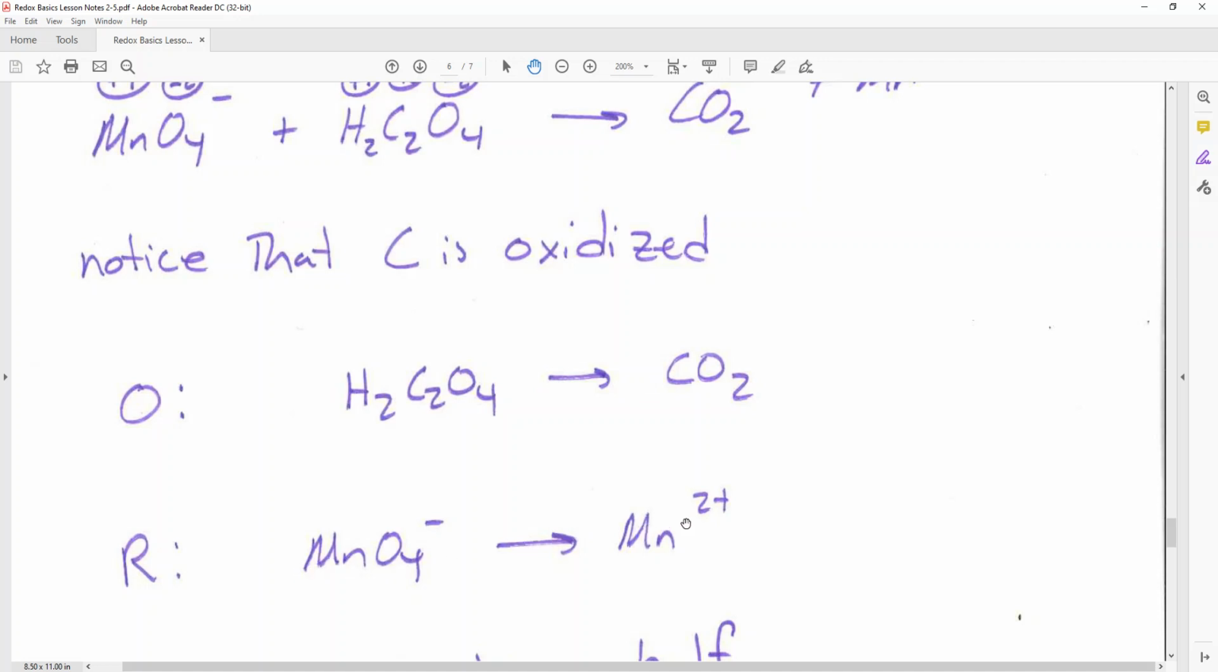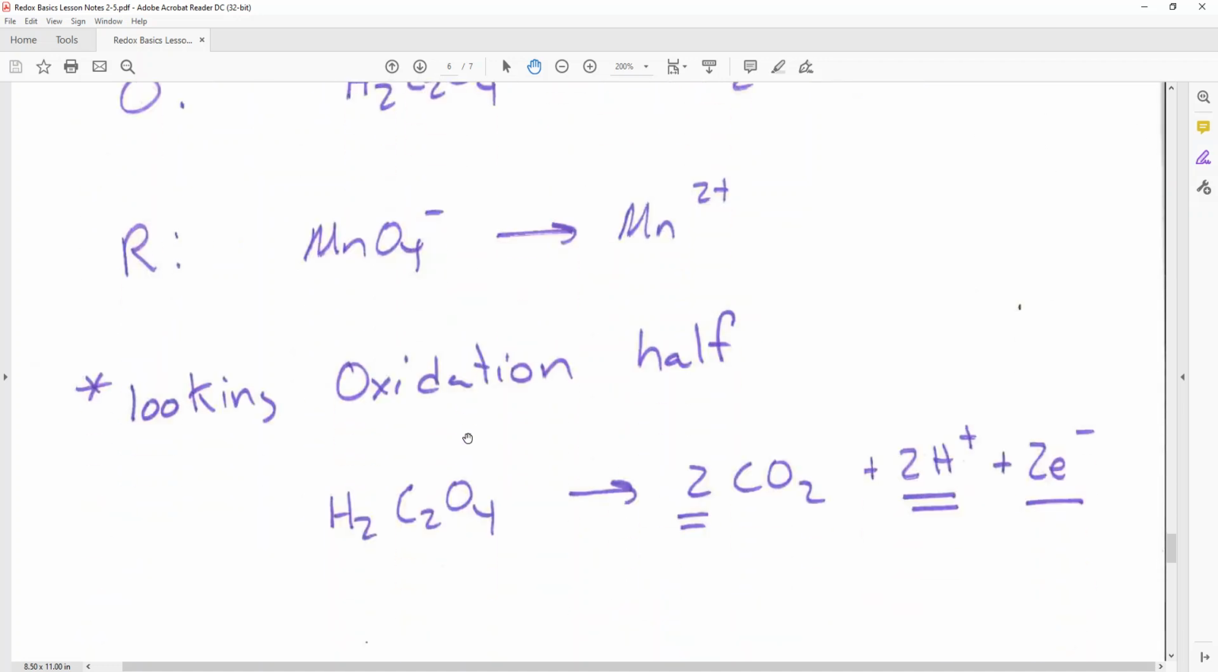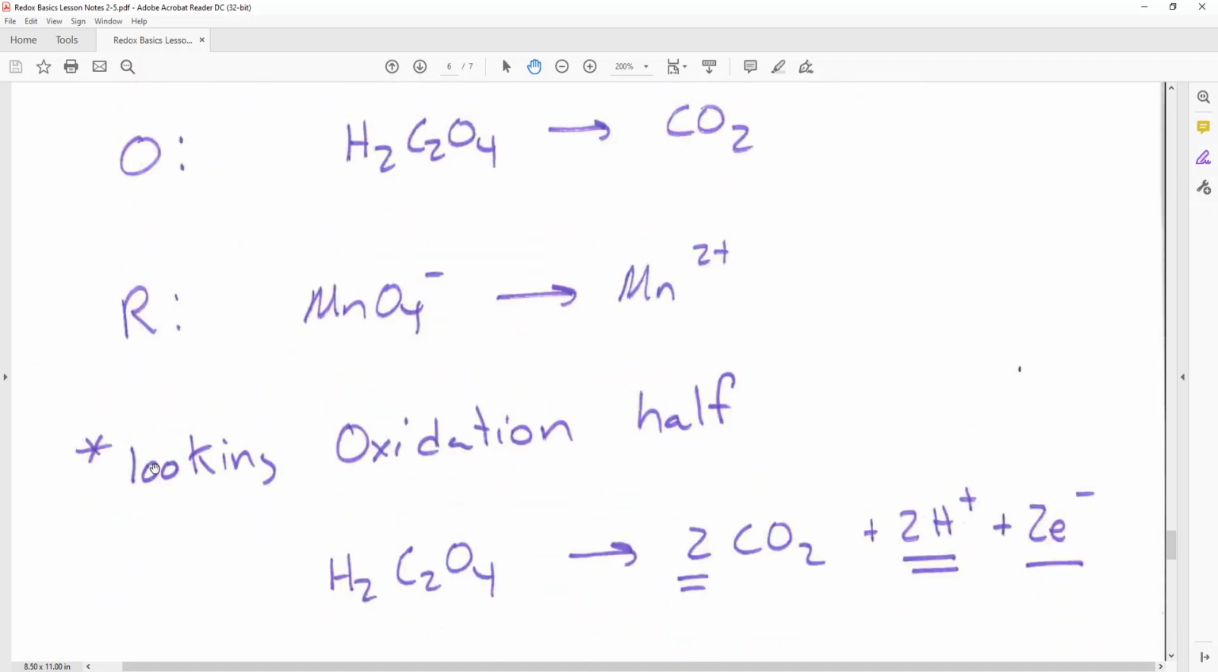So now, if we're following our steps for balancing our half reactions in an acidic solution, the next step is, let's just look at the oxidation half. The next step is making sure we balance anything that's not hydrogen or oxygen. So we have to balance the carbon. And right now, the way this equation looks up here, I have 2 carbons, but I only have 1 carbon here. So that's why I put a 2 here. So I put a 2 there to balance the carbons.